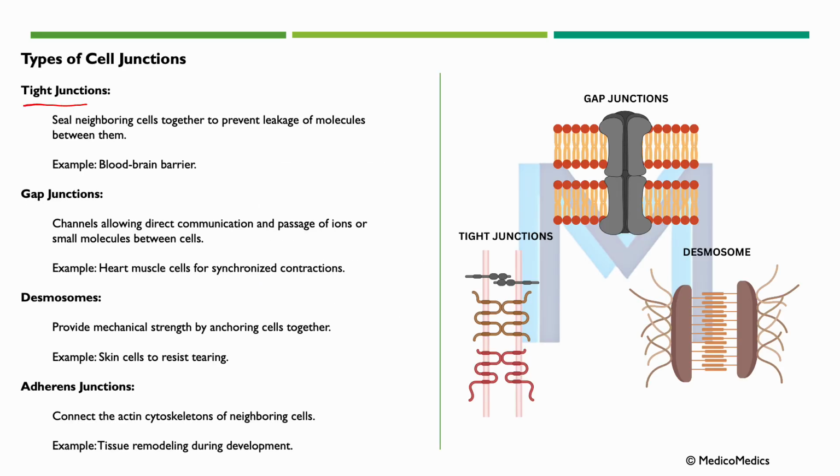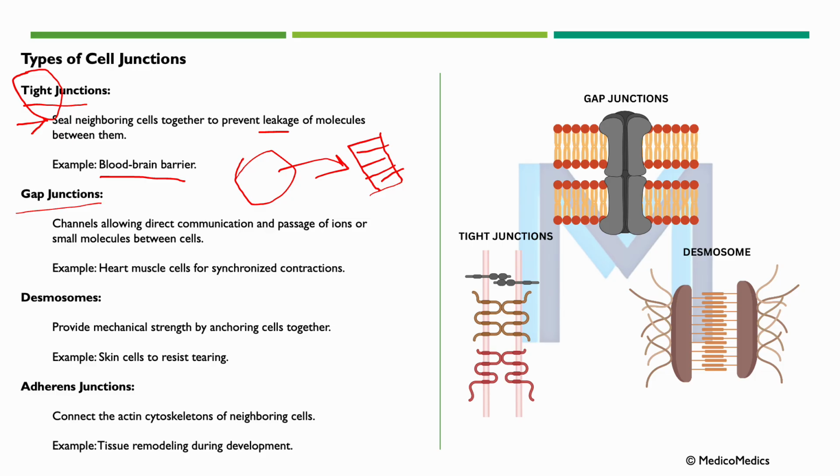So we have tight junctions. These seal neighboring cells together to prevent leakage of molecules between them. An example of this is the blood-brain barrier. So as the name implies, it's tight, right? We don't want everything floating around in our blood to enter into our central nervous system. So we have something called the blood-brain barrier, which we will study in other future lectures.